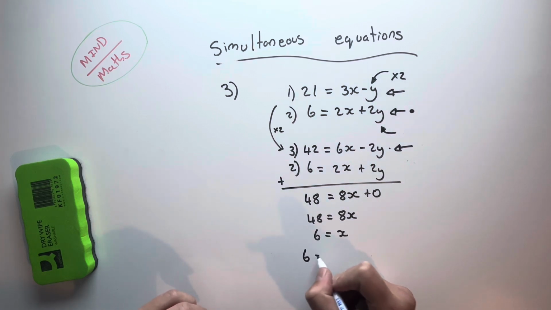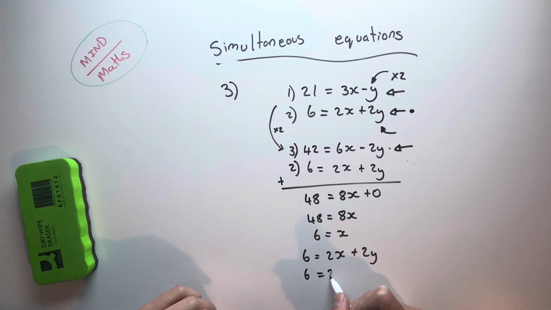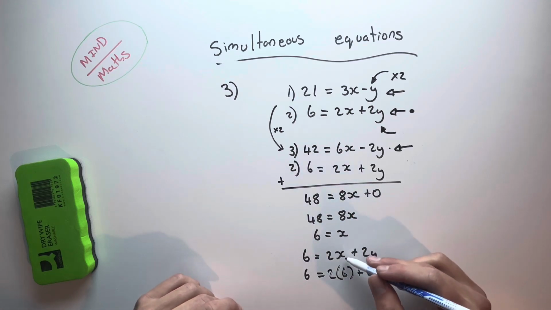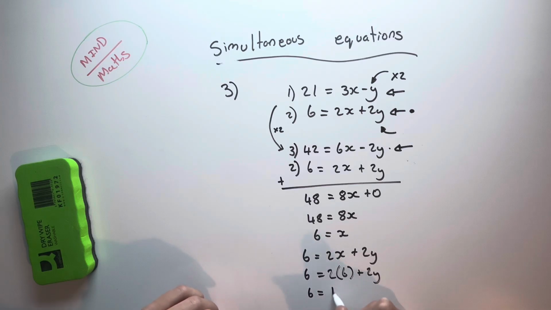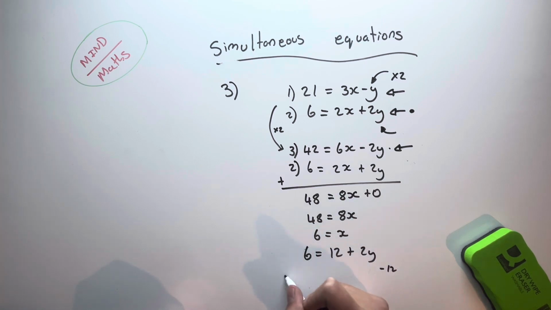So if we have 6 is equal to 2x plus 2y, then 6 is equal to 2 times 6 plus 2y, because we know that x is equal to 6, so we can pop that in. 6 is therefore equal to 12 plus 2y, in which when we take away 12 from both sides, because we want there to be no number here, you'll get minus 6 is equal to 2y, in which y is equal to minus 3.